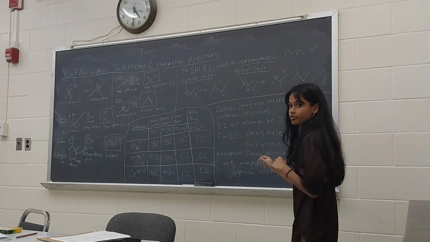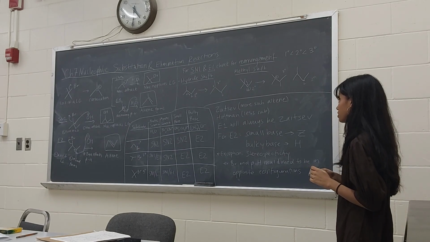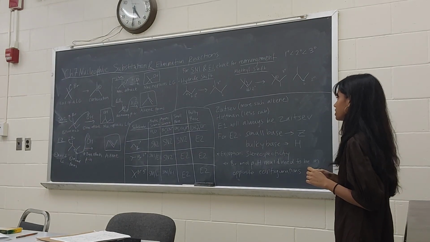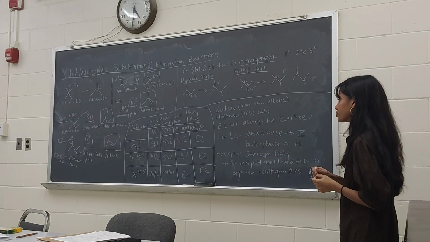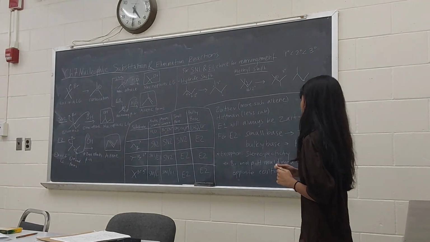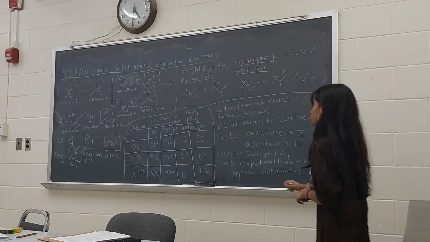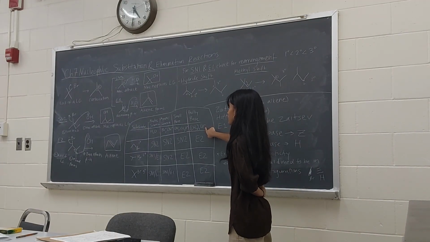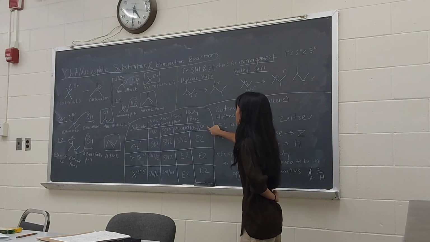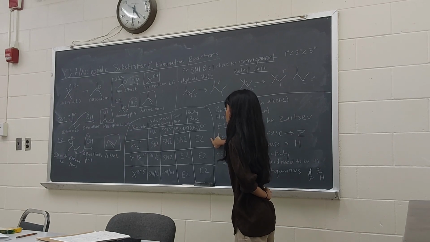Yeah, he did speak about this. Okay. I don't remember the Zaitsev with Hoffman, but E1 will always be more substituted. E2 depends on the base, and that determines the amount of substituents. If it's bulky, it'll be Hoffman. When is it bulky? If you see this, then that's bulky. In fact, if you see this, you don't even have to see if it's primary or secondary. It'll always be E2 Hoffman.